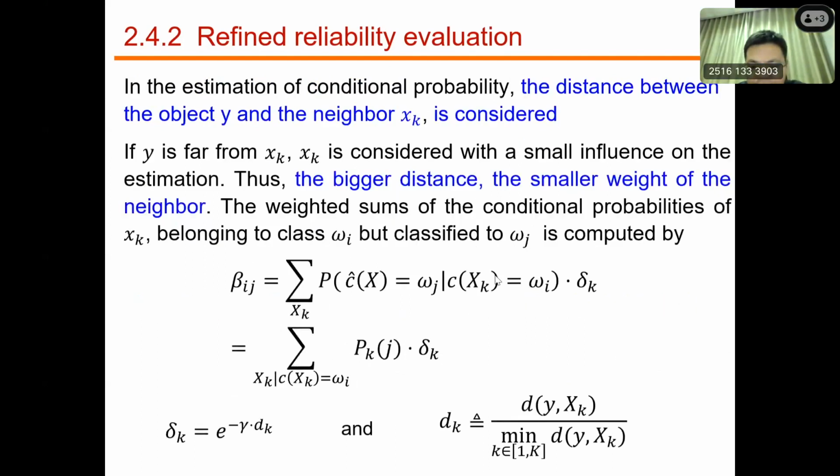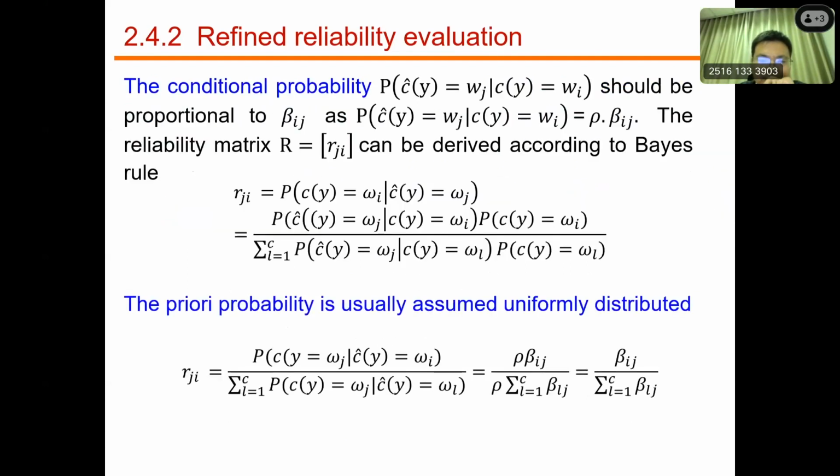This is the condition when it truly belongs to omega I, but is misclassified to omega j. Then we will transfer it to the case where we only know the estimate, because for the query pattern we have no idea of its true label. So we just want to estimate its true label. We only know its predicted label is omega j.